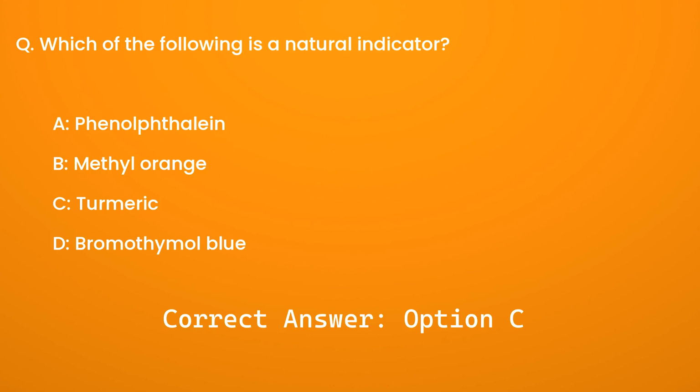The correct answer is option C, which is turmeric. Turmeric is a natural indicator that changes color in the presence of acids and bases.